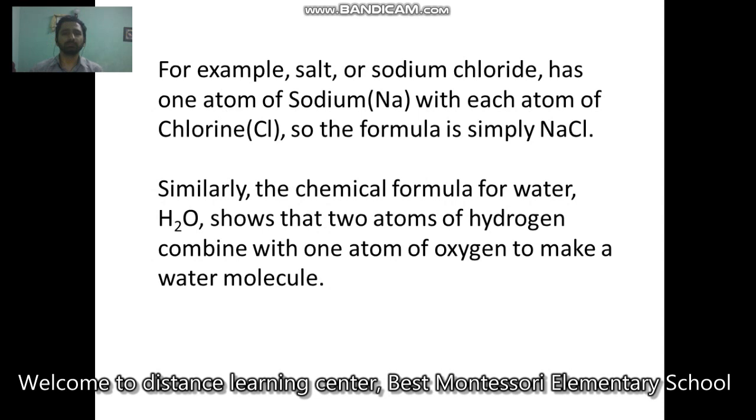Let us take an example. The chemical formula of sodium chloride is NaCl. That means there is one atom of sodium and one atom of chlorine. Similarly, the chemical formula of water, H2O, shows that there are two atoms of hydrogen and one atom of oxygen. Thus the chemical formula shows the number of atoms that combine to form that compound.